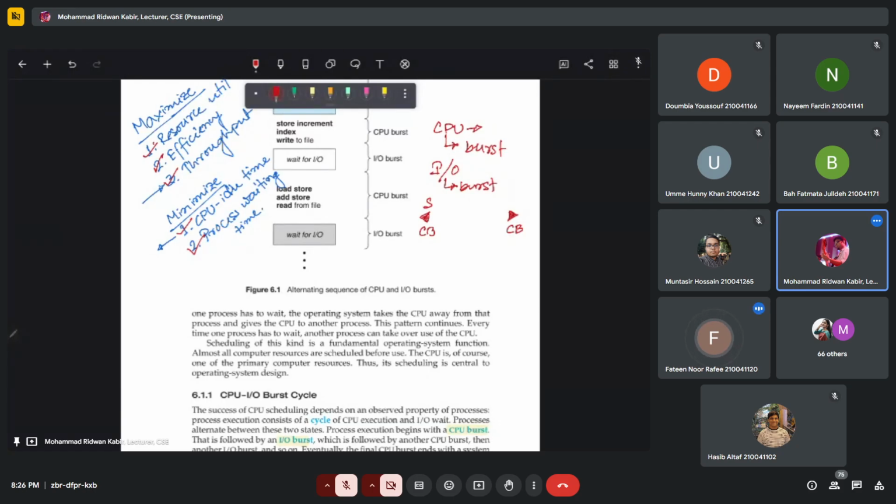Student: Sir, can you repeat the question? The context was a process, whenever it starts, it will start with a CPU burst, and it will also terminate with a CPU burst. But the question is, why is this the case?